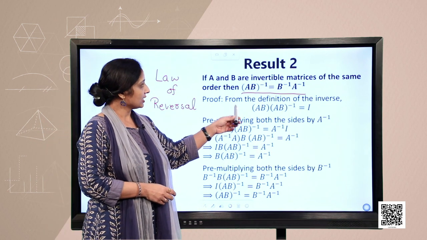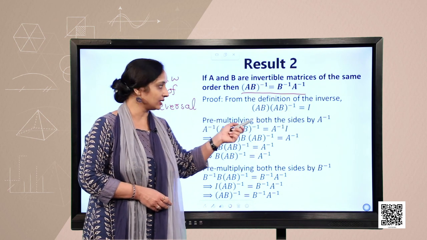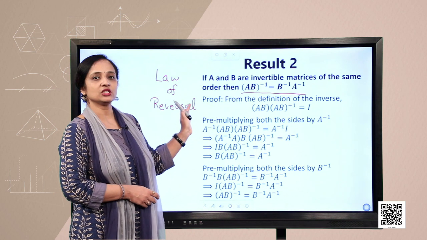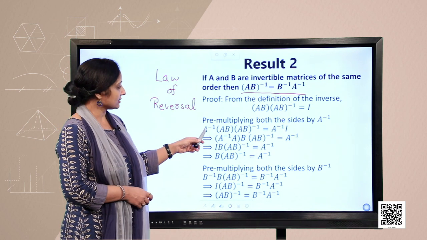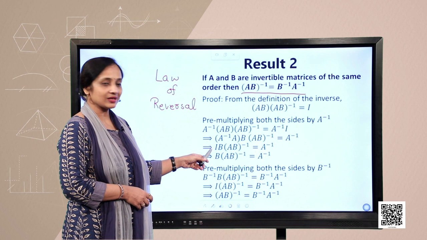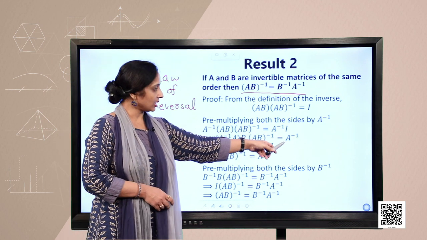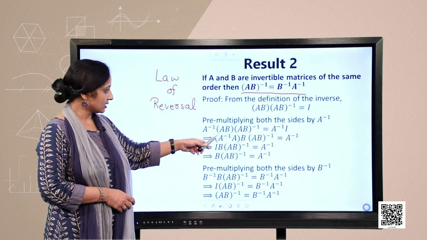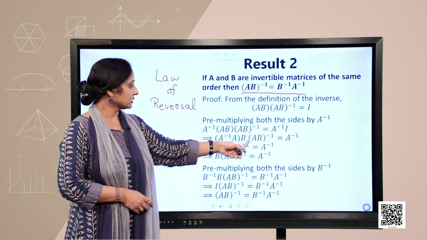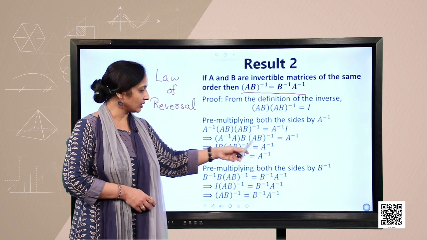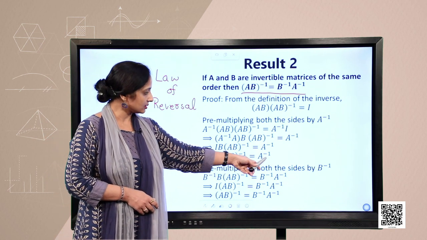So let's prove this. From the definition, we know that AB multiplied by its inverse must give me identity matrix. So pre-multiplying, that means multiply each term by A inverse. Write A inverse here as well as here. Start multiplying term wise: A inverse into A will give us identity matrix. Write this B here. Write this AB inverse here. A inverse I is giving you A inverse only. A inverse A is identity matrix, which is being multiplied by B. Then AB inverse at its place. A inverse there. This IB is again giving you B. So AB whole inverse is equal to A inverse.